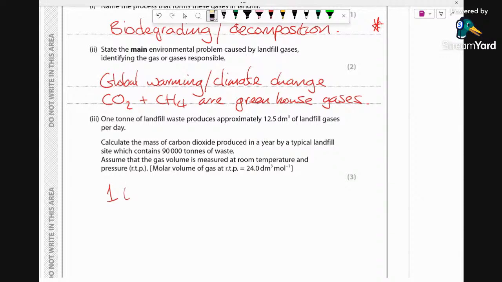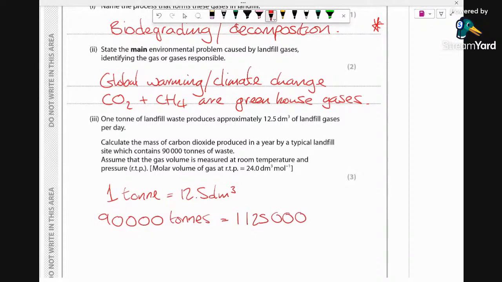Come on, Mr. Duncan, speed up a bit here. 1 ton equals 12.5 dm cubed of gases. So 90,000 tons is going to be 12.5 times 90,000. Just count my zeros. Gives me 1,125,000 dm cubed. Be nice for me to convert to meters cubed, but why bother? I can divide by 1,000 and put it into meters cubed if I want to. Or 1,125 meters cubed. I just like doing that.